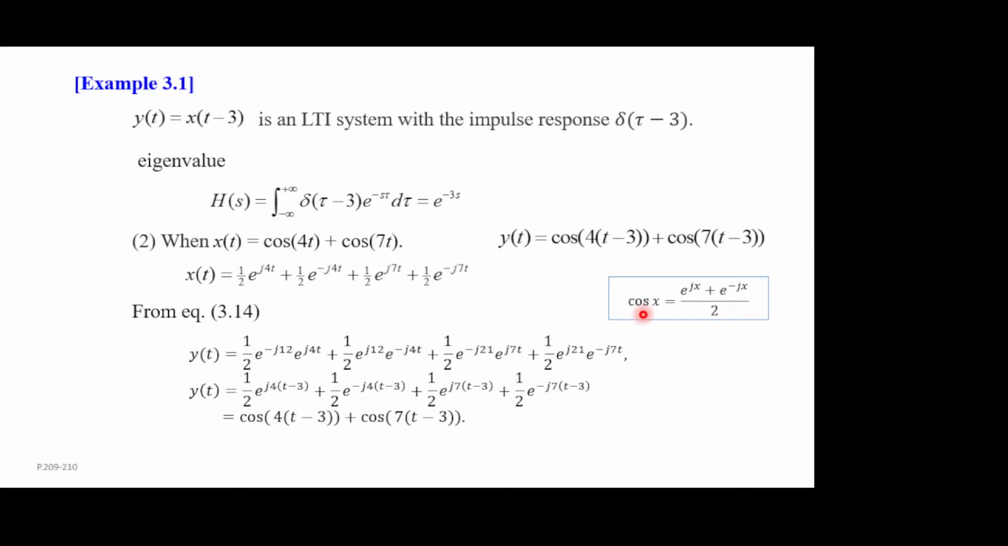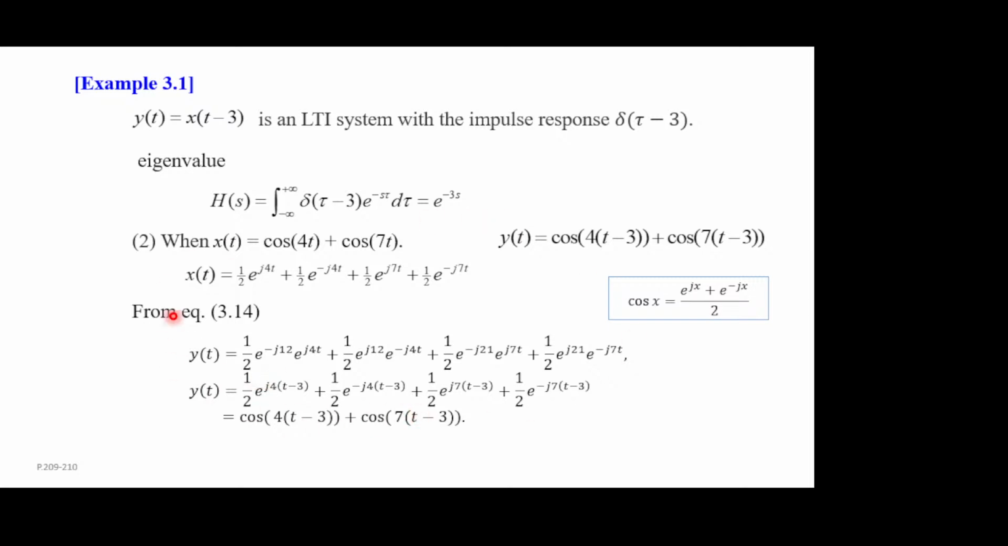We already have y of t here, but I want to compare it with this. So let's clean this up into cosines once again. We combine those exponentials, and you see this is exponential j4 times t minus 3, and so on. All those have t minus 3, and then we see this is in the form of the reverse Euler, e to the jx plus e to the minus jx. So this combines back to cosine, and this combines back to cosine.